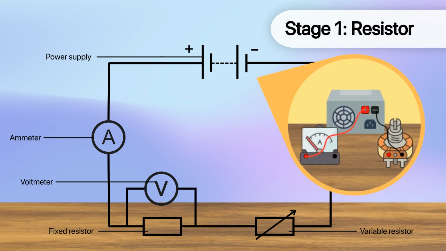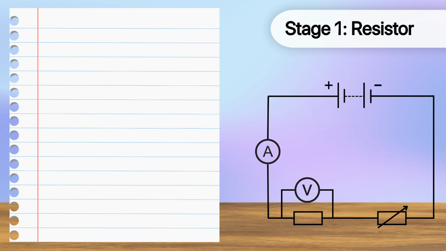Ensuring that the positive terminal of the power supply is connected to the ammeter's positive connection, and the negative terminal of the power supply is connected to the variable resistor is crucial, as this will change later. Once you have carefully set up the circuit, double-check all connections to make sure they are secure, as any loose connections could affect our measurements. Now we turn on the power supply.